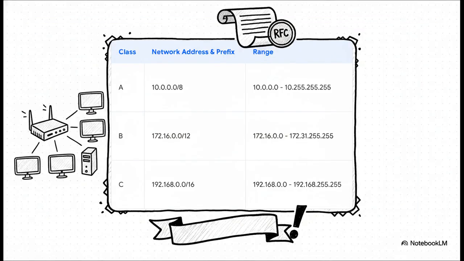So, it turns out these private addresses aren't just random. There's a rulebook for the internet called RFC 1918 that sets aside three specific blocks of numbers just for private networks. That's why so many of us have that 192.168 address at home. Now, for your exam, you've got to memorize these three ranges. Seriously, knowing these by heart is a huge advantage.